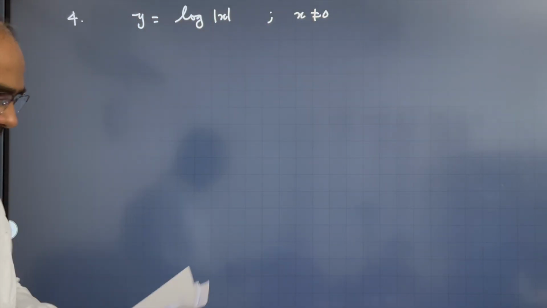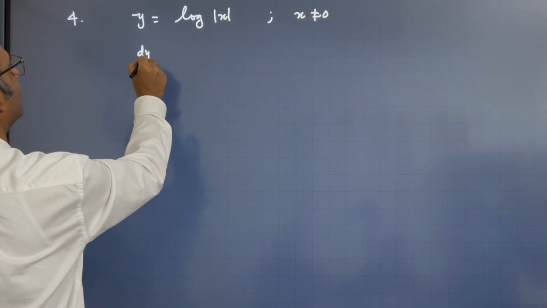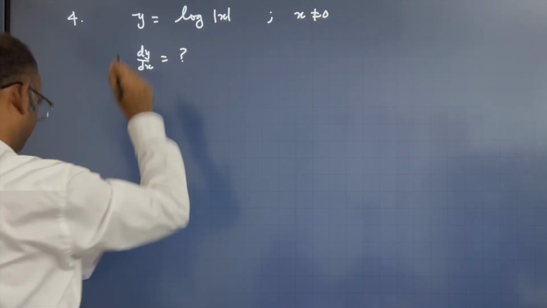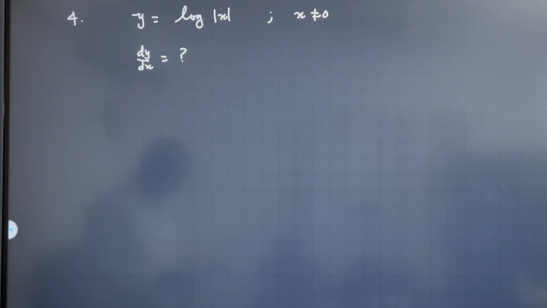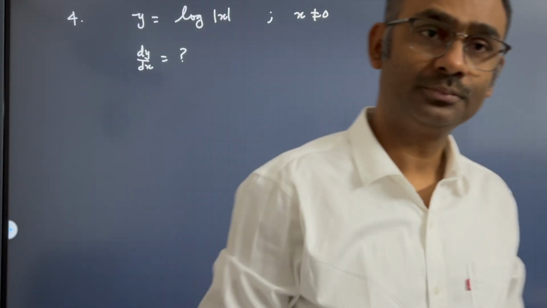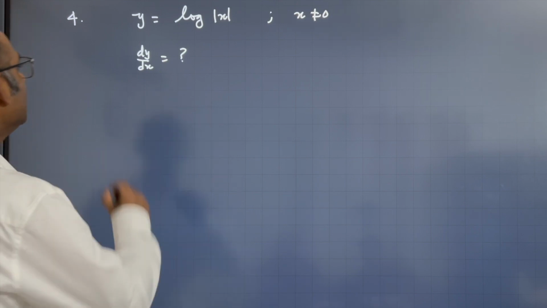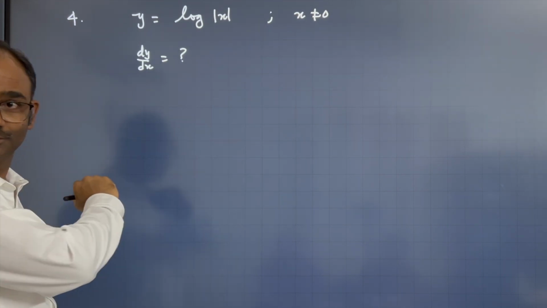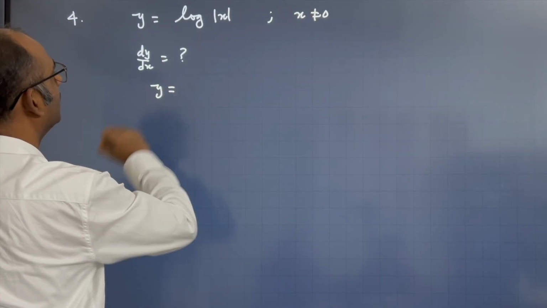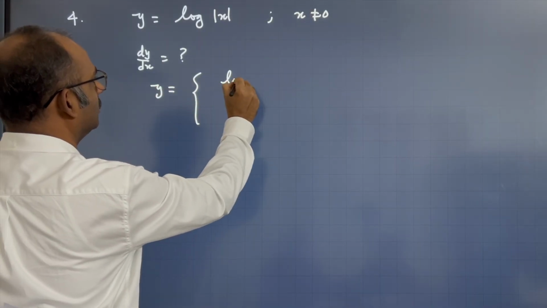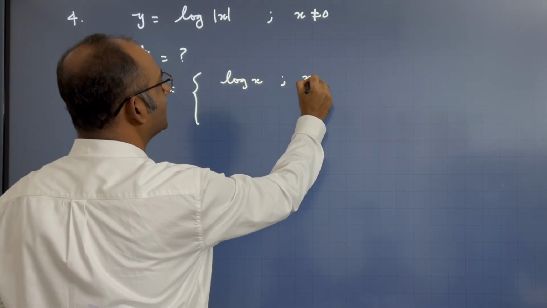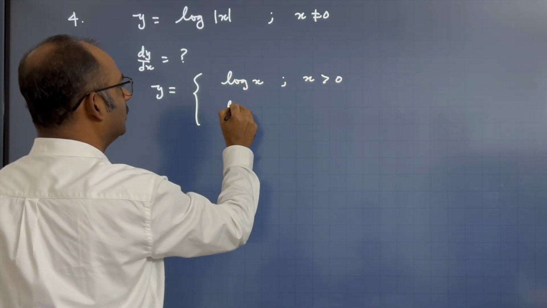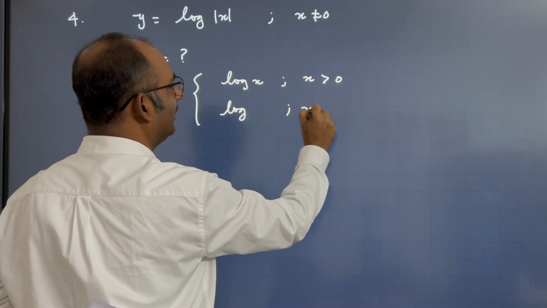Now let's find out the derivative of this. What is dy over dx? Can you do that? It's simple. Do you know what to do? No? So y is equal to, I will write it this way, log of x if x is greater than 0. And it is equal to log of, how should I write if x is negative?